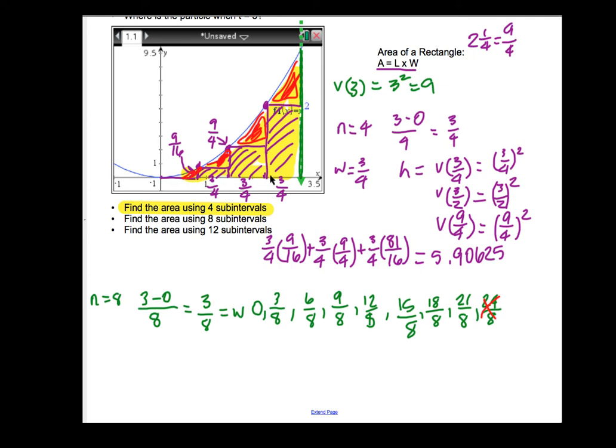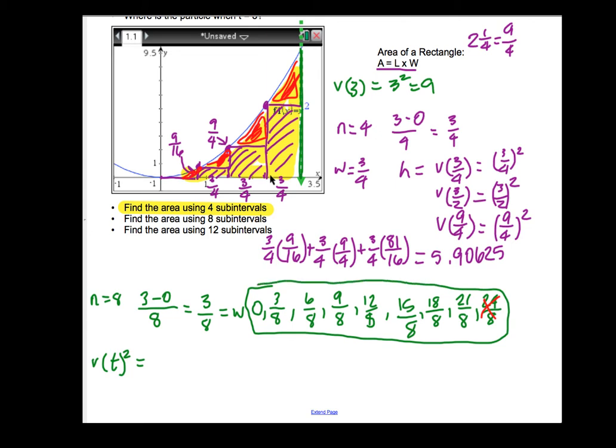Now, each width is 3/8. Now we have to find the height at those places. Well, we're using the same exact function again. So basically what we're looking at is, let's get this back to green. What we're looking at then is v of t squared. And so our t are all these different widths that we just wrote down. These are all our t's right here. All of these guys are all the t's that we're interested in. Okay? And so what we're going to have is, let's see, I didn't write this correctly.